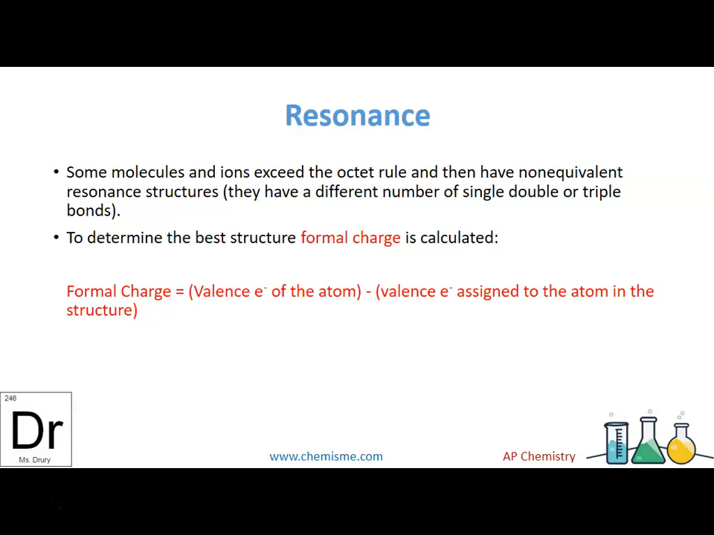It's the number of valence electrons from the atom depending on what group they're in. So group 14 should have 4 valence, group 15 should have 5 valence, group 16 should have 6 valence, group 17 should have 7 valence, and group 18 should have 8 valence. And then we're subtracting the valence that are actually assigned to the structure. How many valence did you actually give it when you drew it? So how many it should have minus how many it actually has in the structure.